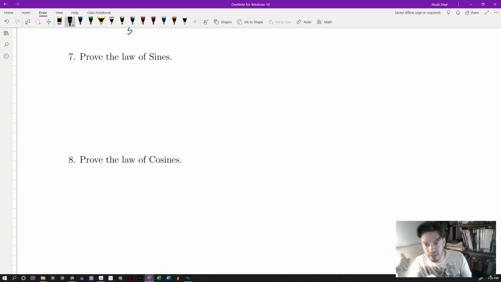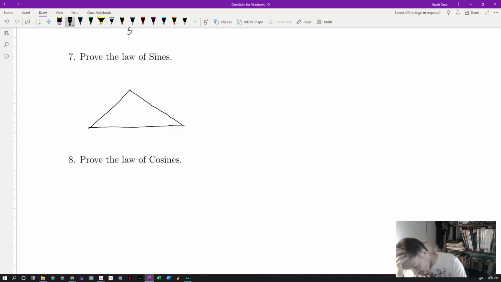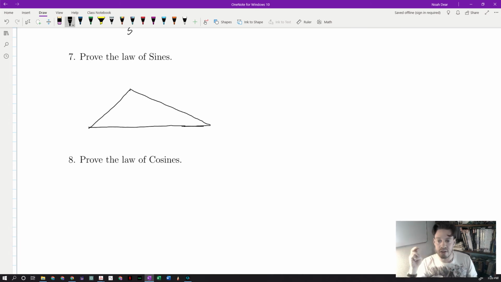So to prove the law of sines, you can draw any triangle. I'm just going to get some triangle down here. It really doesn't matter. I just want to make sure that this doesn't look like some sort of special triangle in any way. This is just an arbitrary triangle. I'll go ahead and label alpha here, so A is across, and then beta here, so B is across.